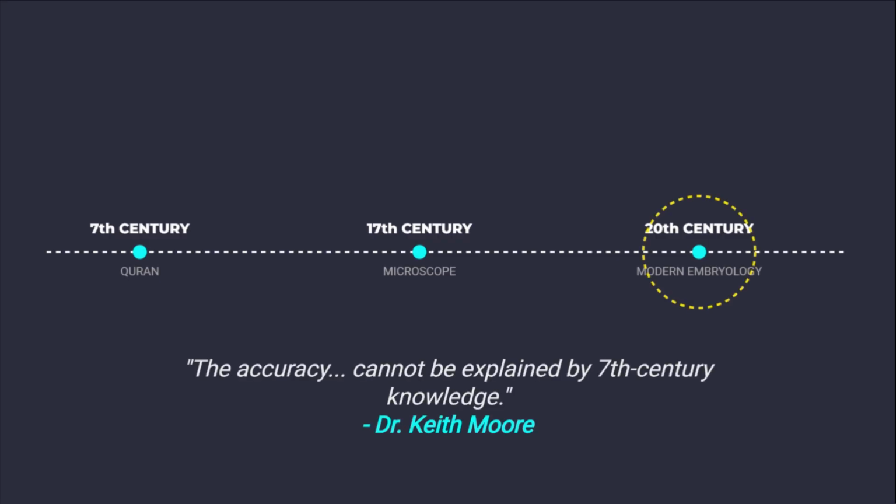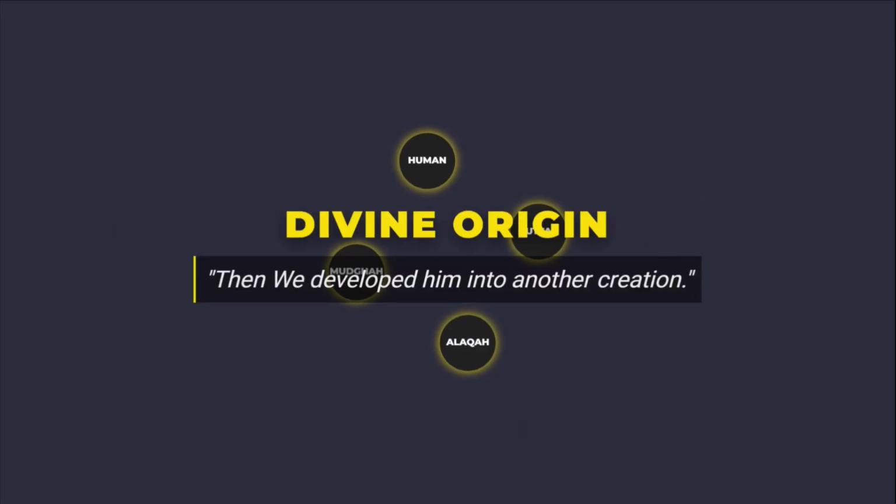The work of scientists like Dr. Keith Moore in the 1980s highlighted the precise correlation between the Quranic terminology and modern microscopic findings, particularly the visual resemblance of the Alaqah and Mudghah stages. This correlation is often cited as evidence of divine knowledge surpassing 7th century human scientific capacity, given the lack of sophisticated observational tools available at the time of revelation.